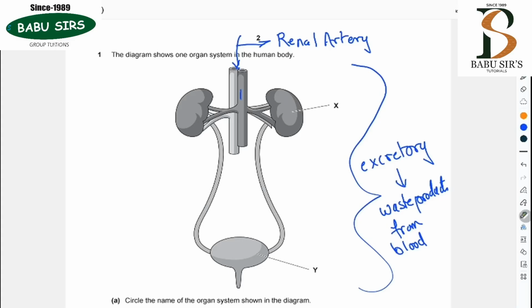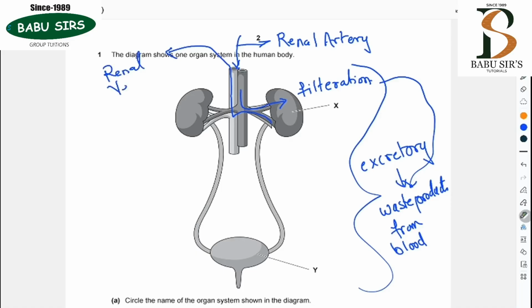Now this blood will go to the kidney for filtration. Filtration means removal of waste products. After filtration, blood will return back and go to the entire body by renal vein. Now whatever is the waste products will enter this pipe called ureter.